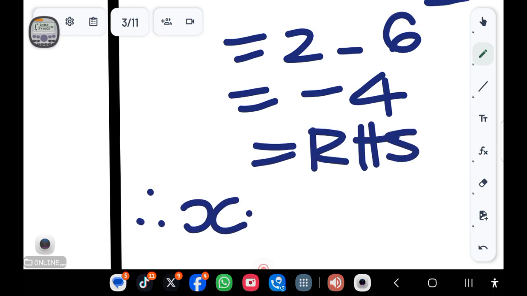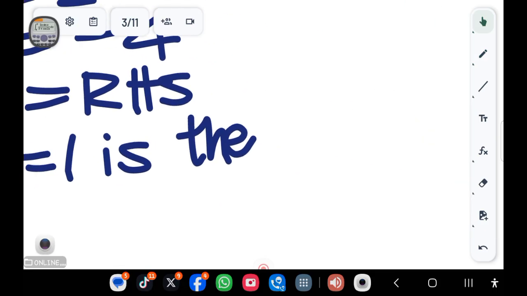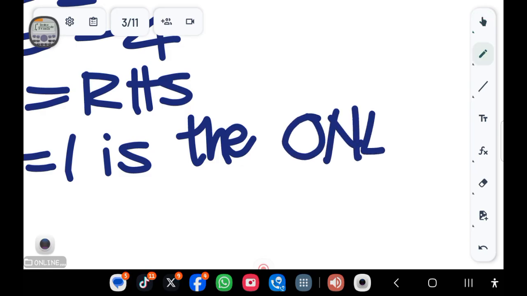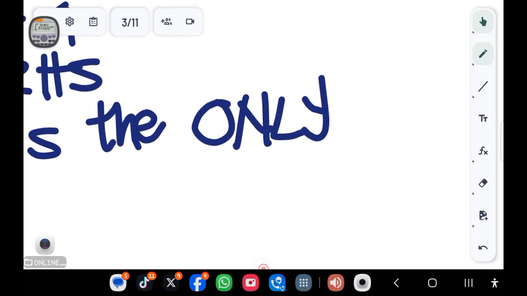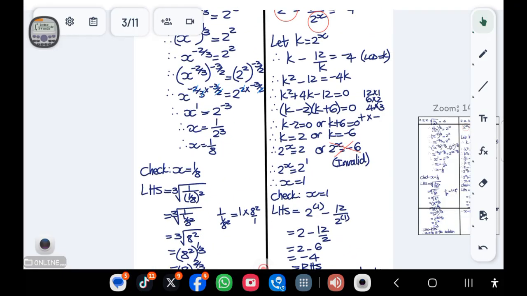Therefore, x equals 1 is the only solution. And that's how you solve this one.